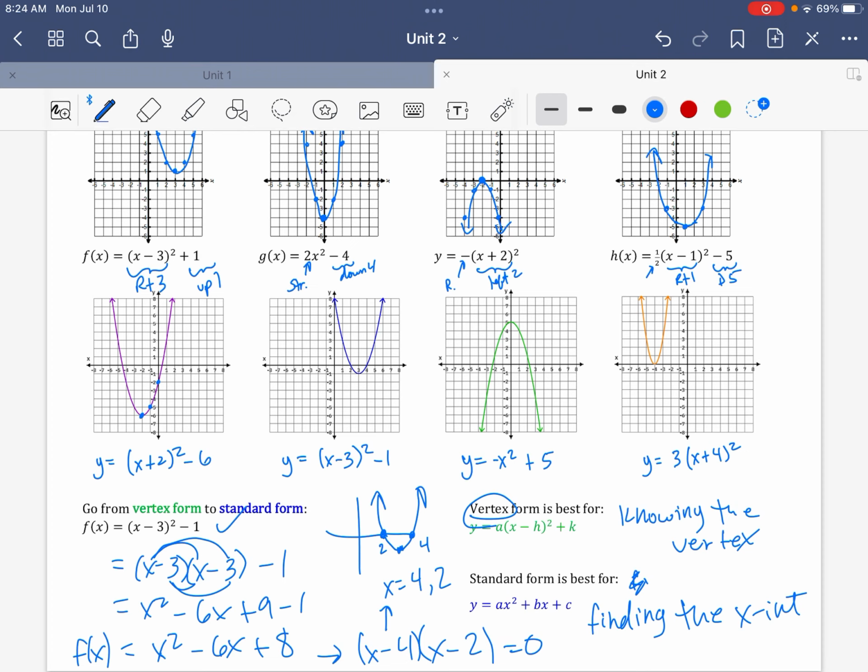So standard form is good for solving and finding the solutions or the x-intercepts. Vertex form is best for finding the vertex. So just depends on what you have. And there is a way for going from standard form to vertex form, but we haven't covered that yet.